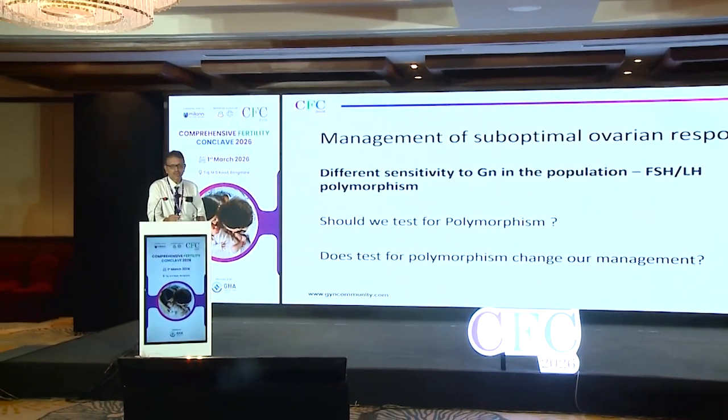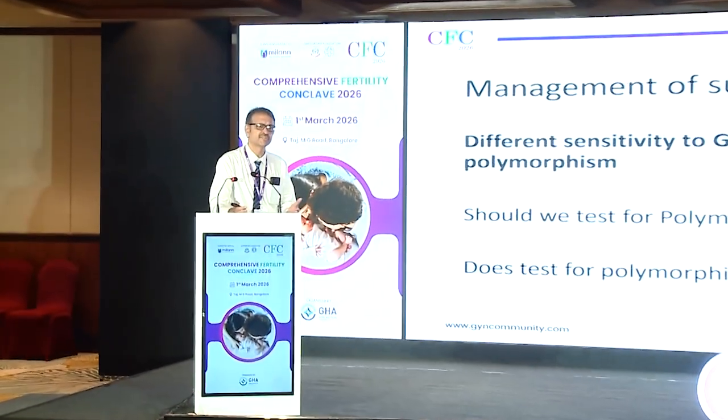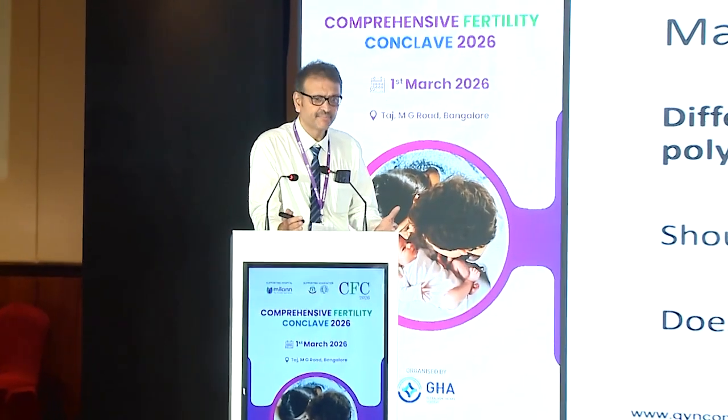Then different sensitivity to gonadotropins. Now, should we test for polymorphisms? There are some clinics where they routinely test, and does testing for polymorphism change our management? Now, this is the guideline. Should we promote the widespread use of the genetic information in clinical practice, since only a limited set of genetic variations have significant impact? It is debatable. But somebody who has had a suboptimal ovarian response, you can always get it done. Identification of genetic determinants for reduced ovarian response might lead to tailored medical approaches, reduce the overall cost of IVF treatments, and improve the COS efficacy.